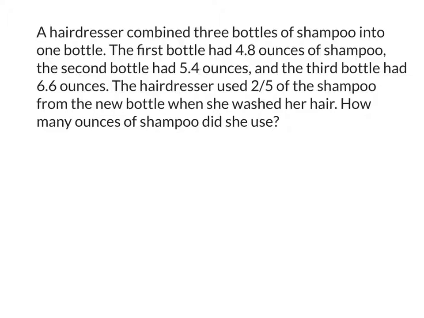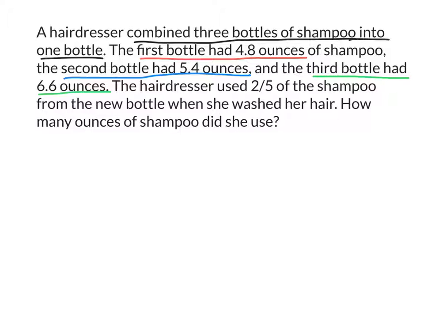And last problem we're going to look at here, a hairdresser combined 3 bottles of shampoo into 1 bottle. So the first bottle had 4.8 ounces, second bottle had 5.4 ounces, and the third one had 6.6 ounces. And so they combined them together, and then the hairdresser used 2/5 of the shampoo from the new bottle when she washed her hair. How many ounces did she use?